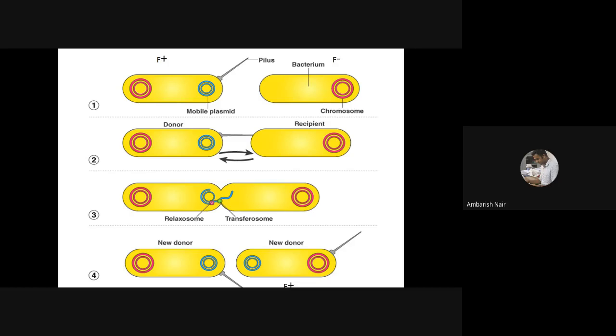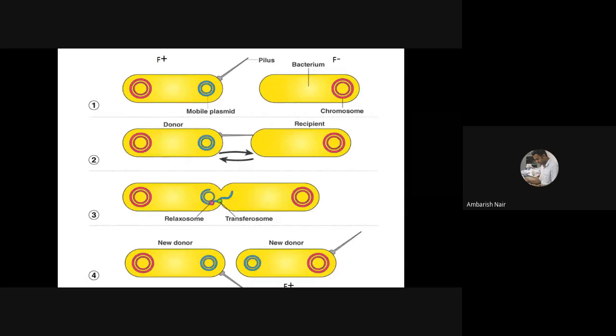The F plus cell will have a plasmid. A plasmid is a circular, double-stranded extra chromosomal DNA. That thing you should remember. So the F plus and F minus cells come together with the help of the pilus. The pilus will help the donor cell to hold the recipient cell. Then it forms a cellular connection.